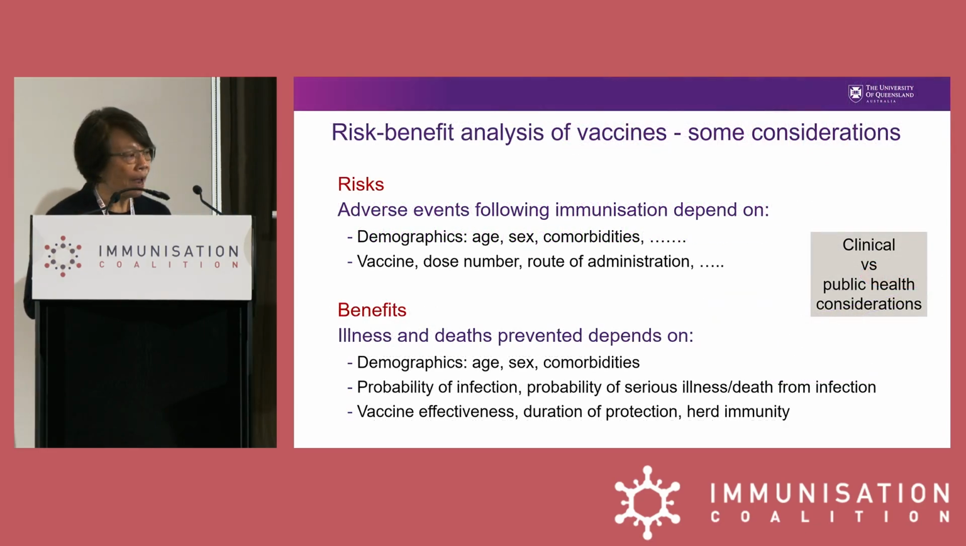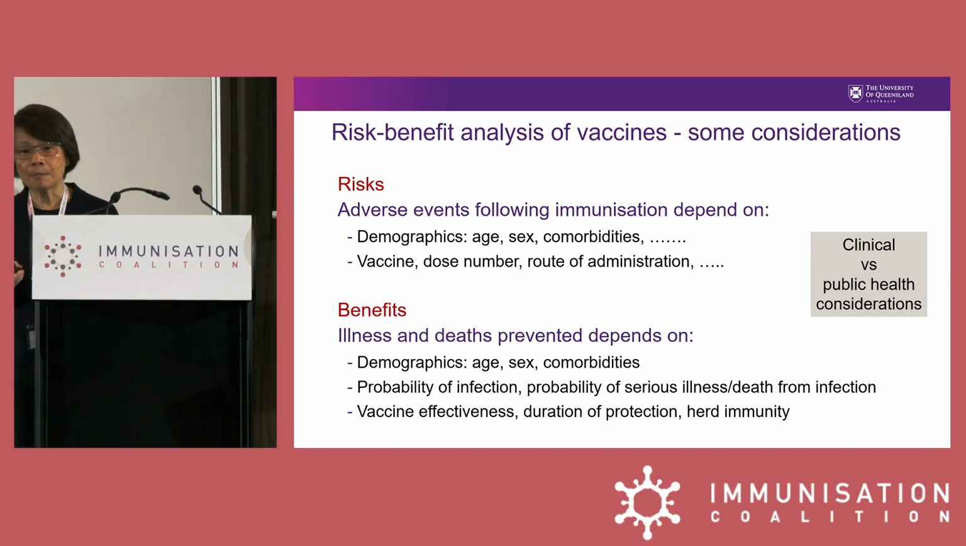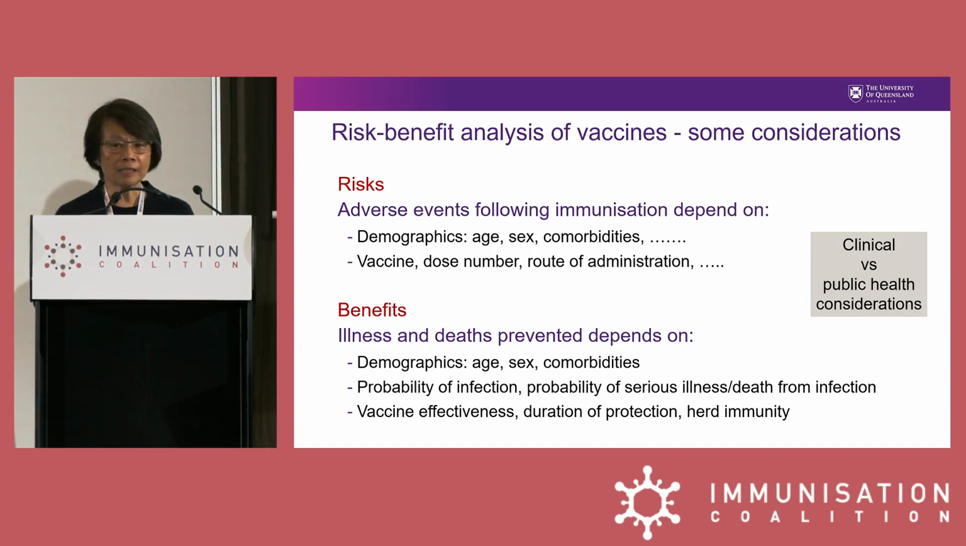So when we're talking about risk-benefit analysis of vaccines, there are many different considerations. So firstly, when we think about risk, predominantly we're thinking about adverse events following immunisation. And so this depends on all kinds of demographic factors, as well as things related to the vaccine, which dose it is, route of administration, and other things. And then for the benefits, we're really thinking about the illness and deaths that are prevented from being vaccinated.